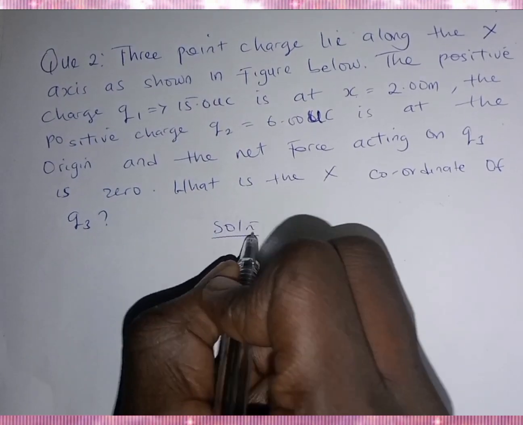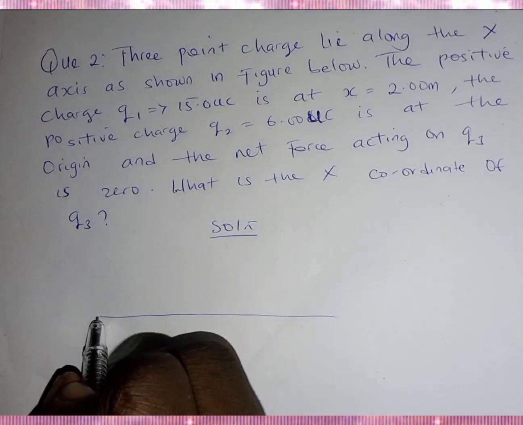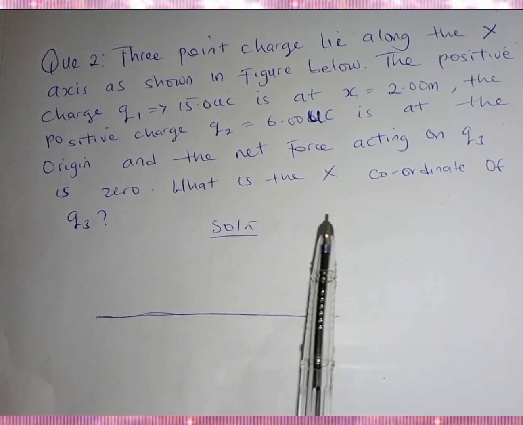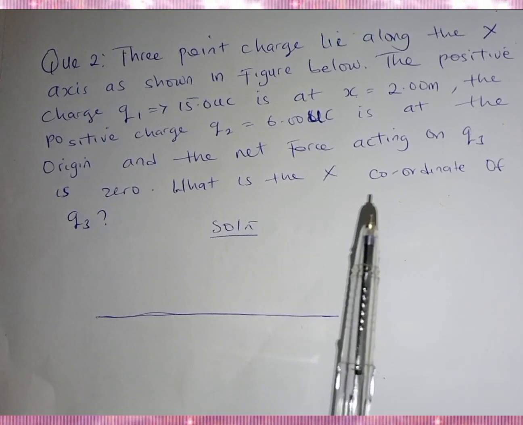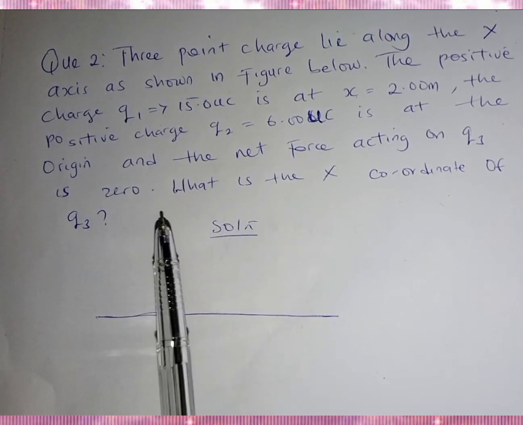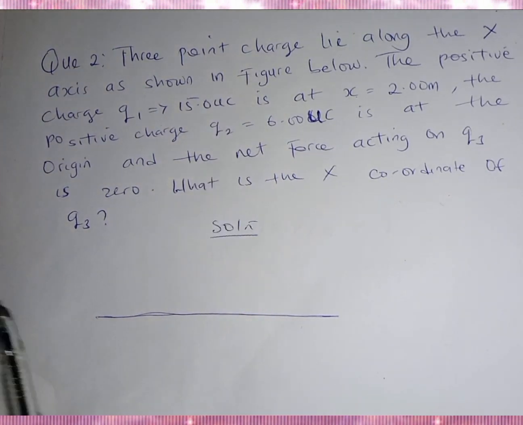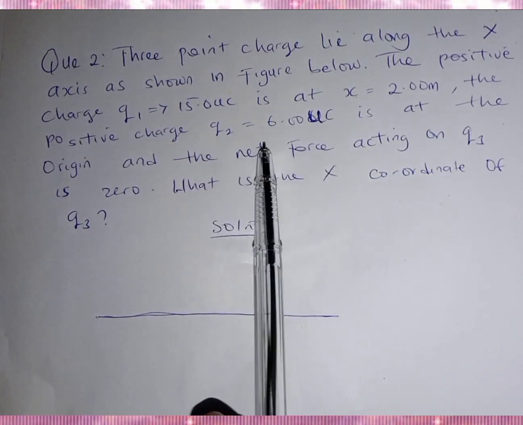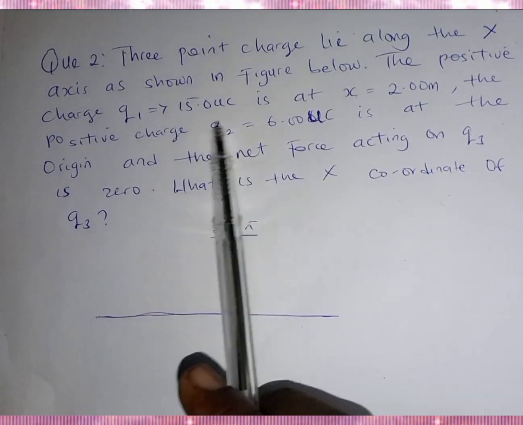Solution. So let's say this x-axis is like this. Please manage my line. So 3-point charges lie along the x-axis as shown in the figure below. The positive charge Q1 is 15 microcoulomb at x equals 2 meter. The positive charge Q2, 6 microcoulomb, is at the origin. So Q2 is at the origin.